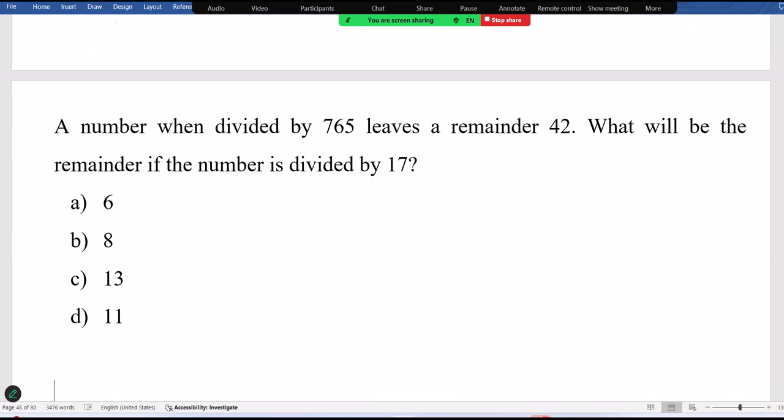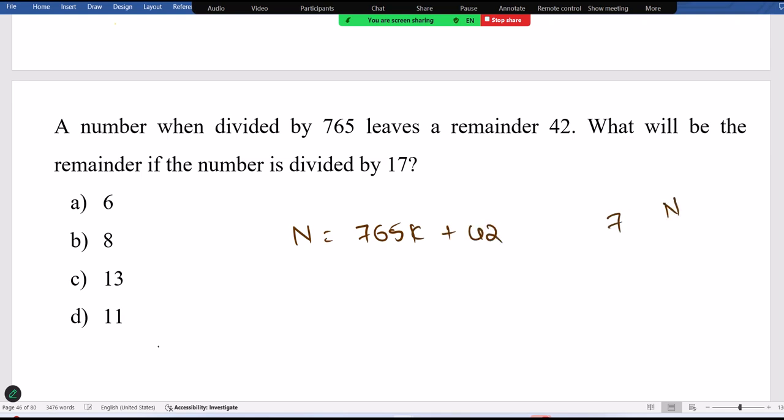And this question is related to number system, basic one. Don't think this is too much of a remainders concept, it's not there. Very basic one. A number is divided by 765 and leaves a remainder 42. So let's say there is a number n. When you divide it by 765, the remainder is 42. Now how can I write the number? 765 into some quotient plus 42.